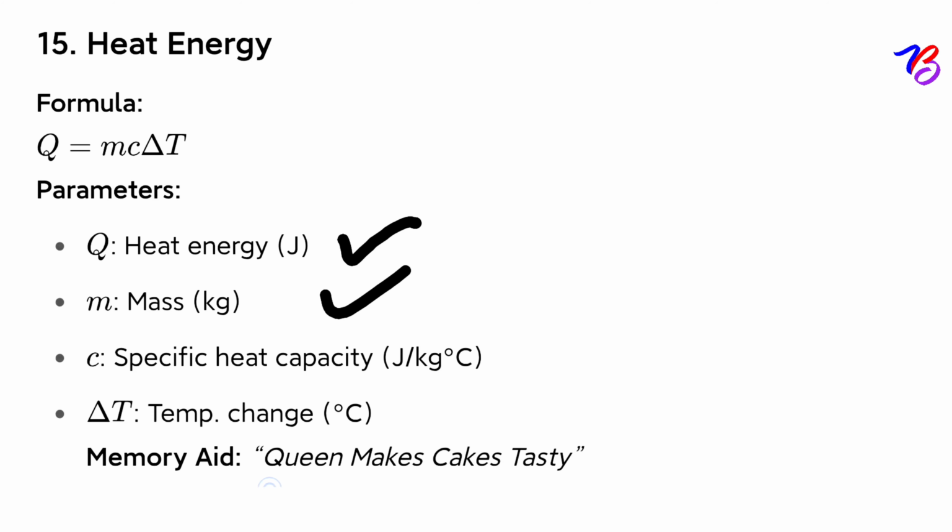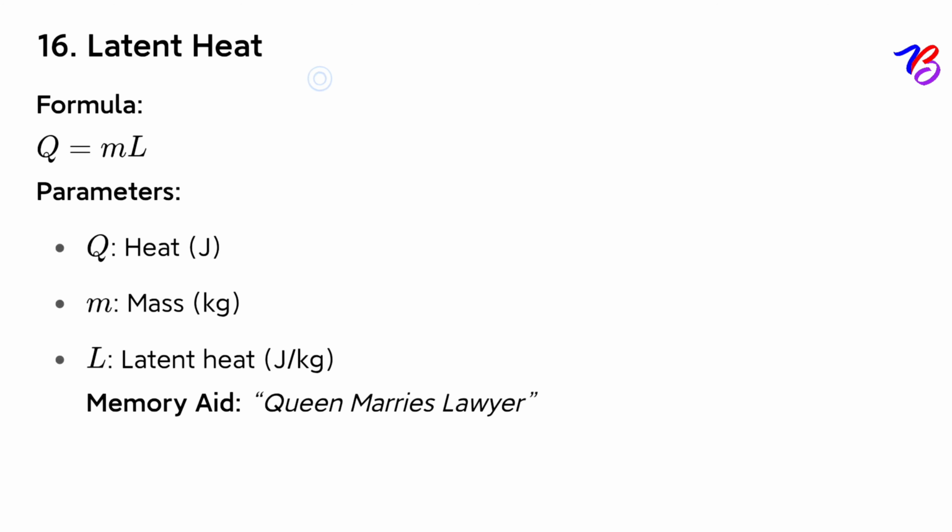So memory aid: Queen makes cakes tasty. Queen makes cake or cakes tasty. Number 16, latent heat. Our formula is Q is equal to mL, and our parameters are Q is the heat in joules, M is the mass in kilogram, and L is latent heat in joules per kilogram. Memory aid: Queen marries lawyer.